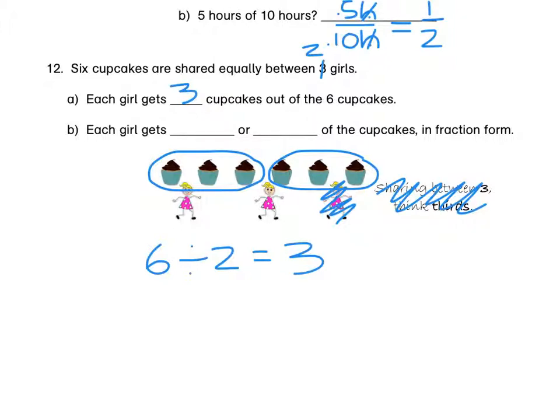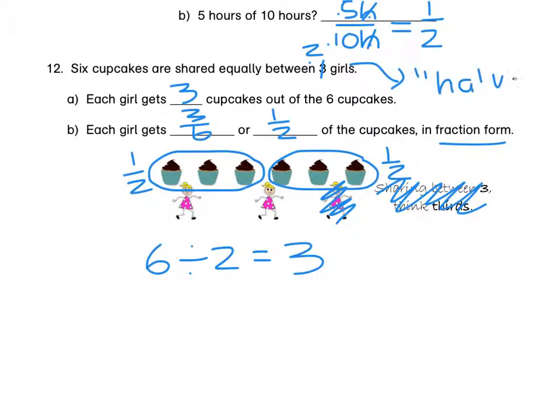Now for B, we have to answer in fraction form. So each girl gets 3/6 of the cupcakes, or we know that that is equal to 1/2 of the cupcakes in fraction form. There's 1/2 and there's the other half. When we are sharing equally between 2, it's always best to immediately think halves. Even though you can write the fraction in a different way, like 3/6, in its simplest form, we are always going to get half.